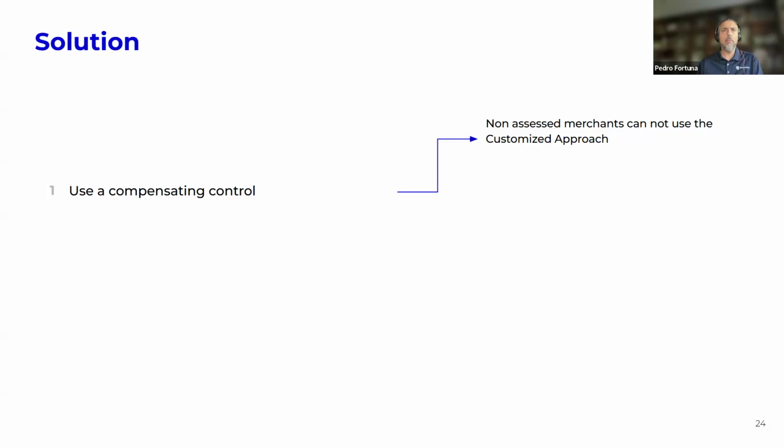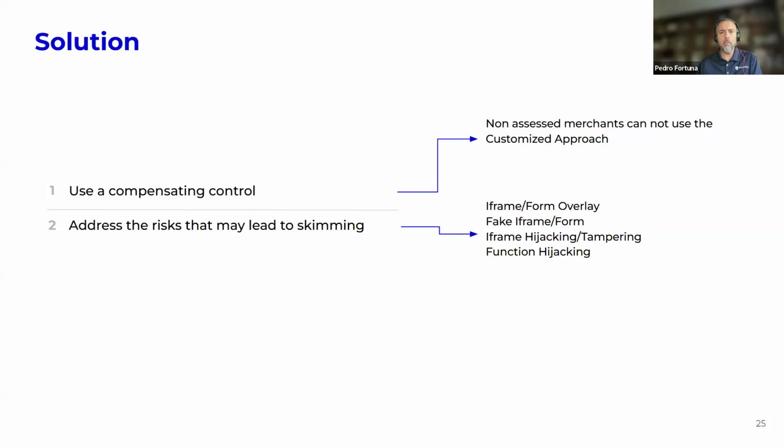Instead, what we needed to do, back then, to use it as a compensating control, was address all the risks posed by scripts running on the parent page that could potentially lead to the skimming of cardholder data, because following 6.4.3 and 11.6.1 to the letter was not an option, since it wouldn't scale. So any solution that we'd come up with would have to mitigate all of these threats.